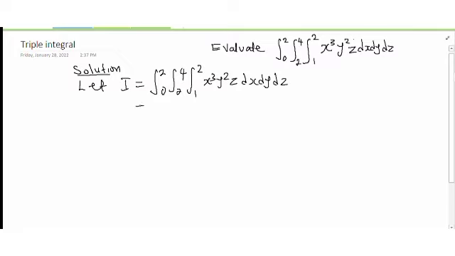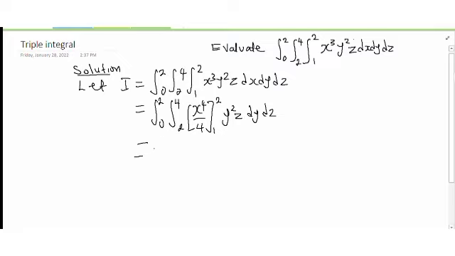We now integrate with respect to x. So we have integral between 0 and 2, integral between 2 and 4, x to the 4th power divided by 4. So put the values between 1 and 2, y squared z dy dz. So here we take y and z as our constants. So we have integral between 0 and 2, integral between 2 and 4.